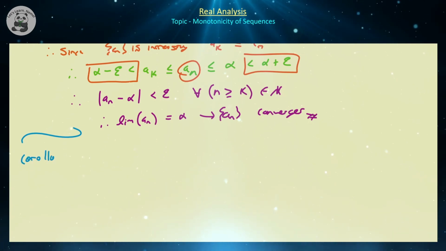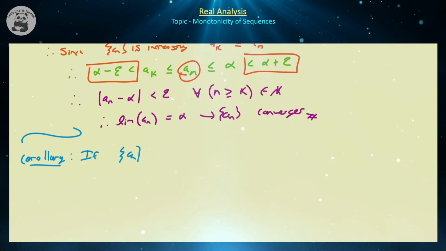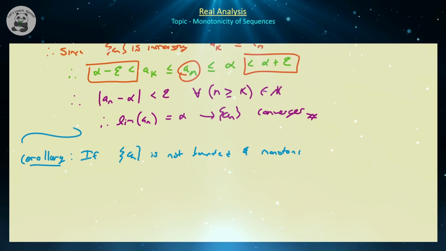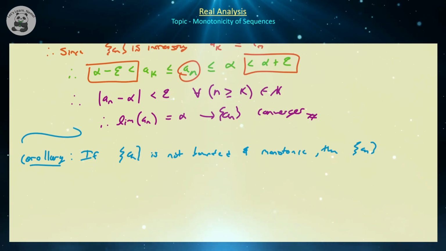And I want to just mention a very important corollary to that, and that's the following. So if a_n is not bounded, and let's assume that it's also monotonic, then what can you tell me about a_n? Is it possible that it converges? No. Right? So if it's not bounded and it's also monotonic, and when we say not bounded, that means it's not bounded above, not bounded below, then that sequence diverges. And this sometimes is called the monotone convergence theorem for real valued sequences.